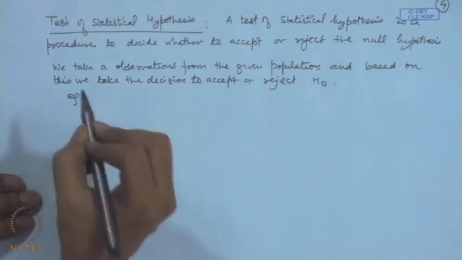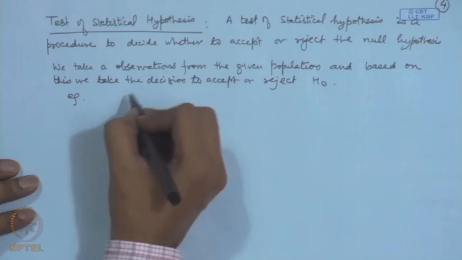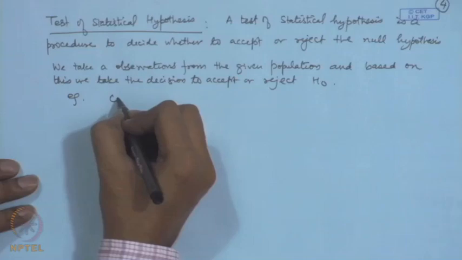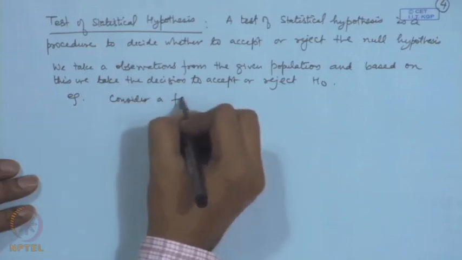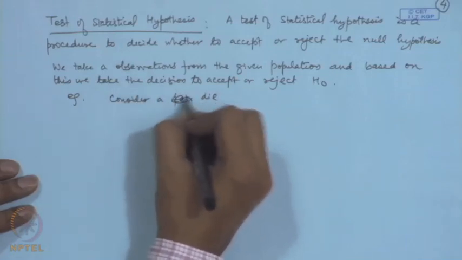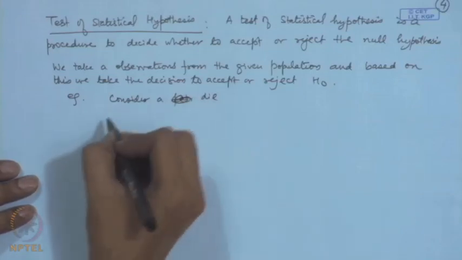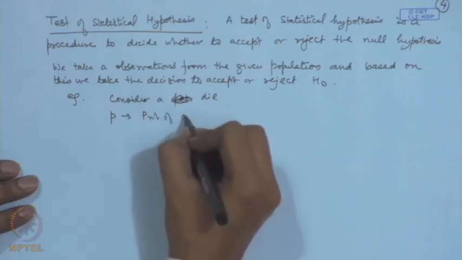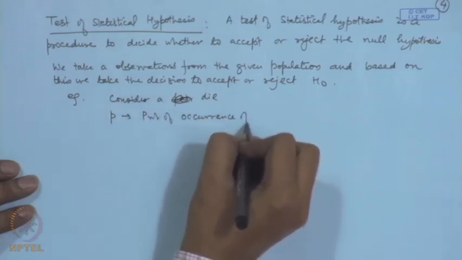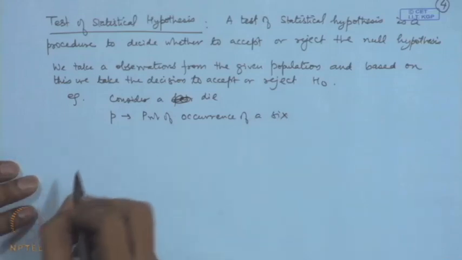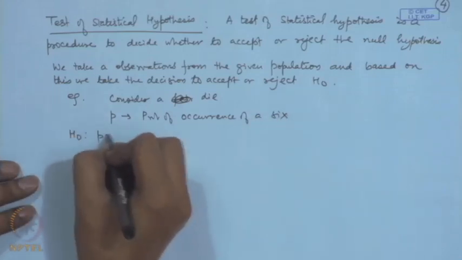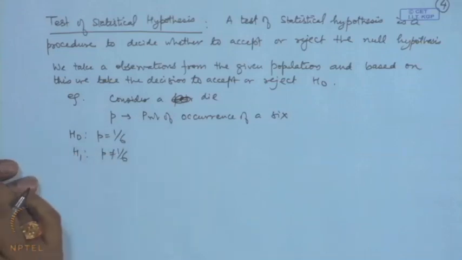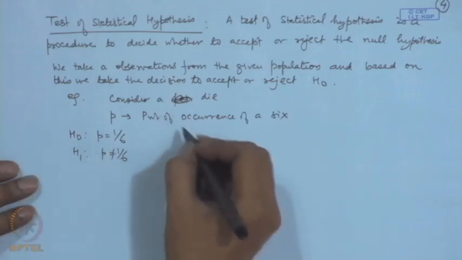See, for example, consider say a die. Suppose we consider a die, we do not know whether it is fair or not, and say p is the probability of occurrence of a 6. Then we would like to check whether p is equal to 1 by 6 or not. Then we may take a decision based on a certain experiment.